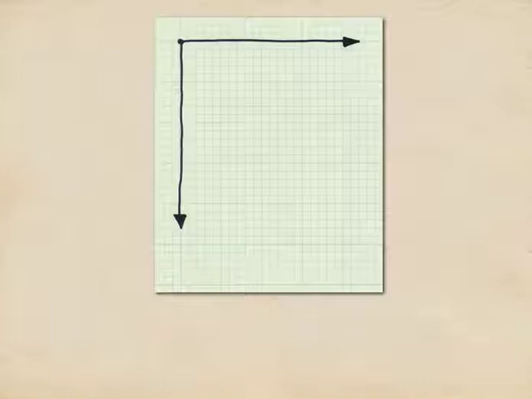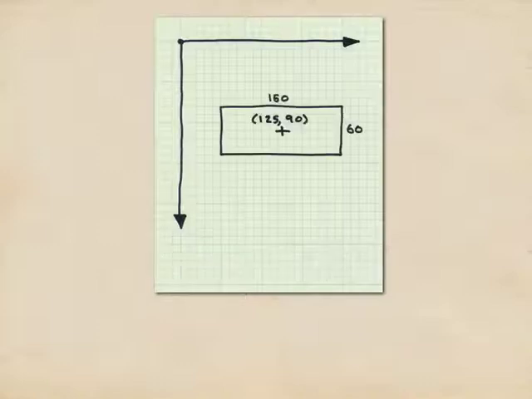Here's our graphics window. I've drawn it on a piece of graph paper. And here is a box for an ellipse. Now the center of the box I've marked as being at 125, 90. The box is 150 units wide by 60 units high. If we give Processing this box, it draws this ellipse.